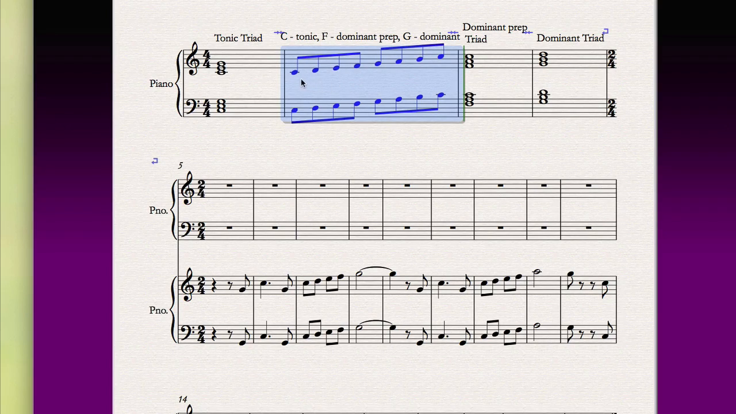So if I'm on C, bass clef C, I go to the fourth note of the scale. And in this case, it's F because we're in the C scale. That's going to be known as the dominant prep. So that's a new word that we're learning, dominant prep. I'm on C. C's 1, D is 2, E is 3, F is 4. So the fourth note of the scale is called the dominant prep.